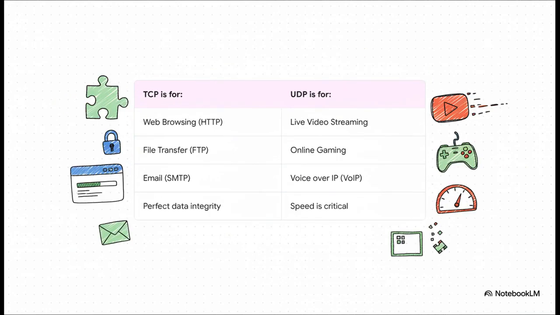You know, for a web page or a file transfer, every single bit has to be perfect. One little missing piece of data could corrupt the whole file. That's why I use TCP. But for live video streaming or online gaming, speed is king. If you lose one tiny packet, you might see a microglitch for a split second, which is way better than the whole stream freezing. That's where you want the speed of UDP.